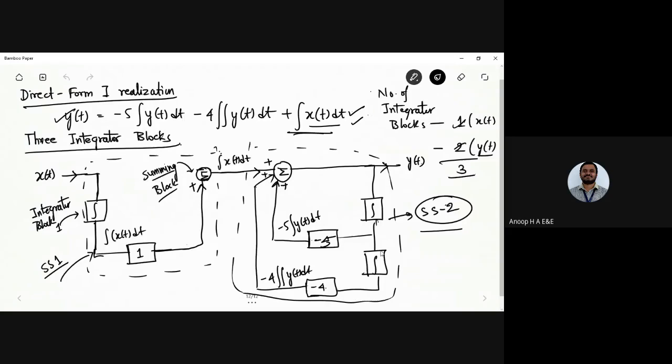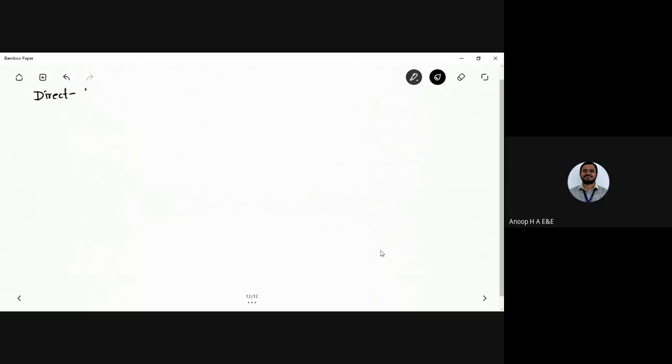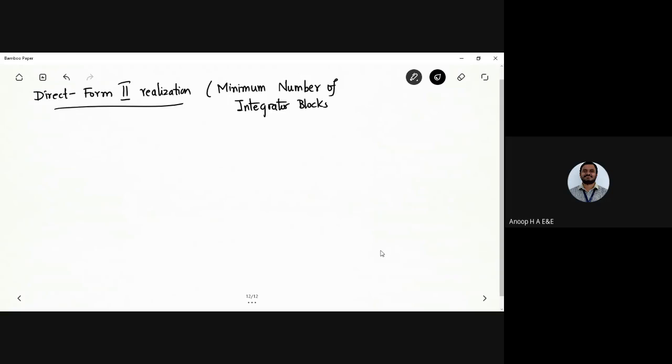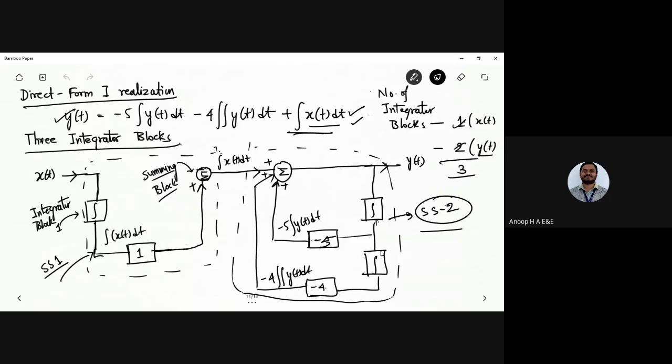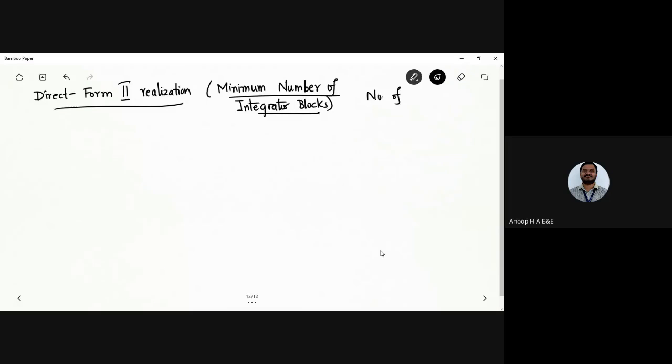Okay, so let us move on to the next one, that is direct form 2 realization. So in direct form 2 realization, I have a minimum number of integrator blocks to be used. So in order to use these minimum number of integrator blocks, what do I do? I just check the equation over here, that is y of t as minus 5. I mean, you are having 2 integrators, right? So the number of integrator blocks in direct form 2 realization is 2. Okay, so in the given problem, we go for the two integrator blocks there, right?